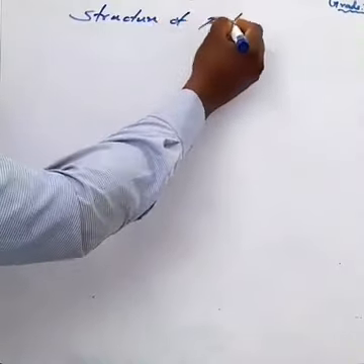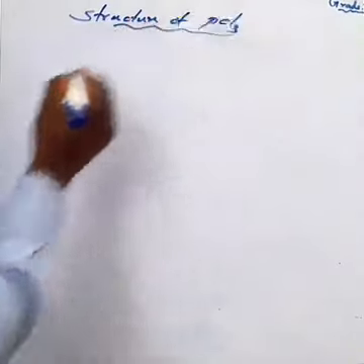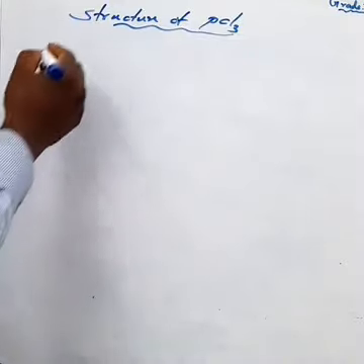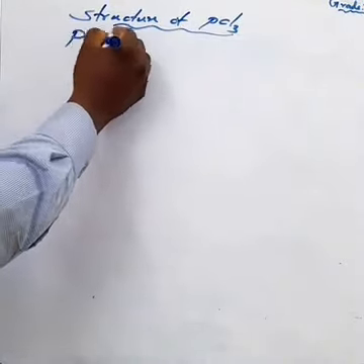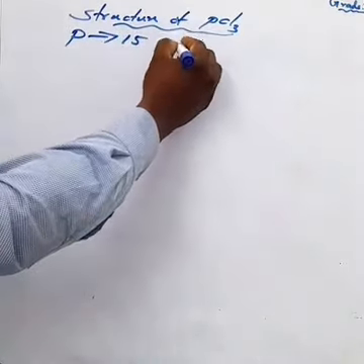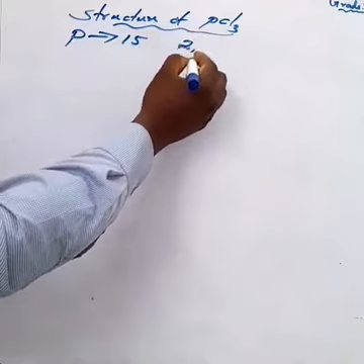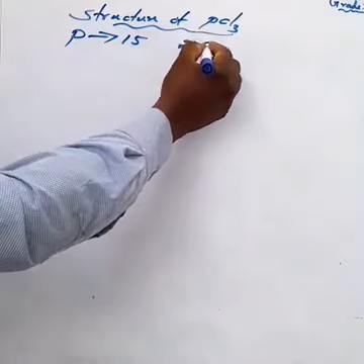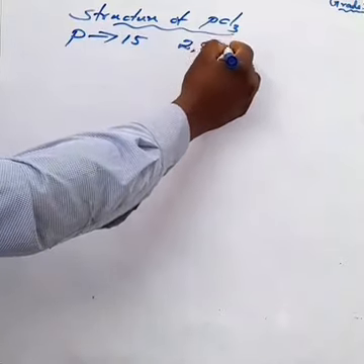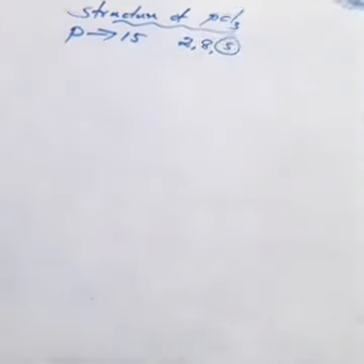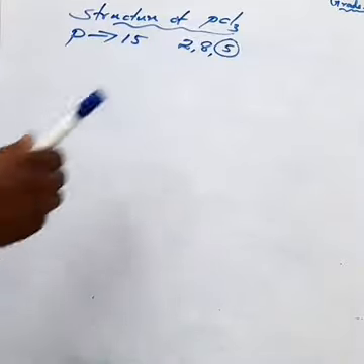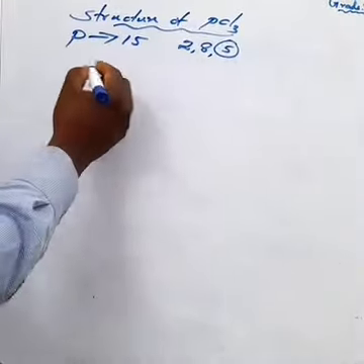Next, the structure of phosphorus trichloride. All of you know that one. The atomic number of phosphorus is 15. The first shell can accommodate 2 electrons, the second shell 8 electrons, and the third shell the remaining 5 electrons. So the valence electrons of phosphorus is 5. Am I right?